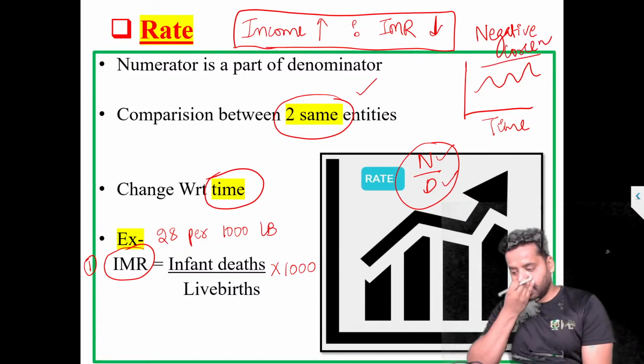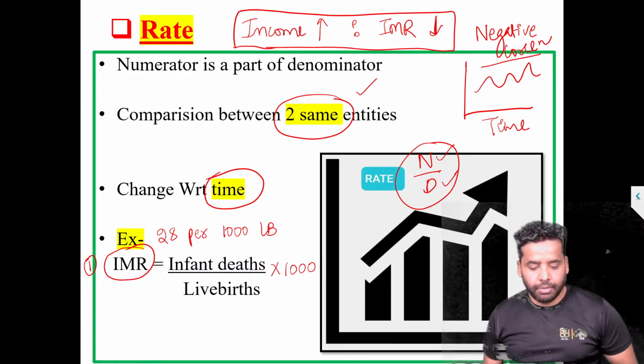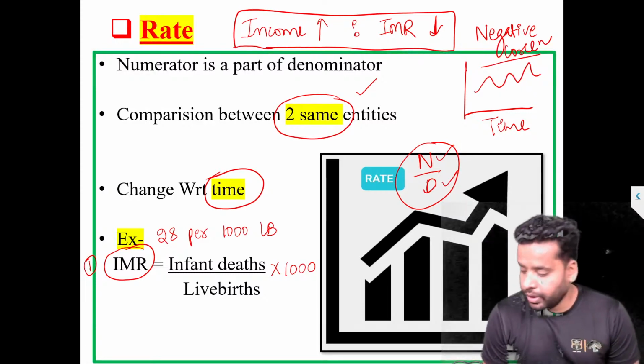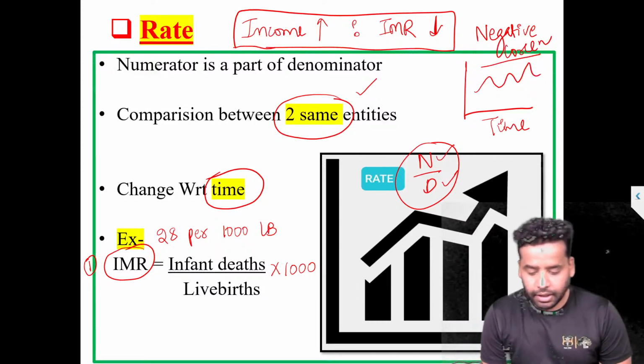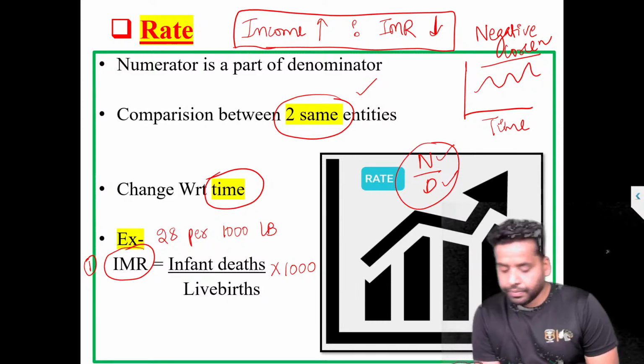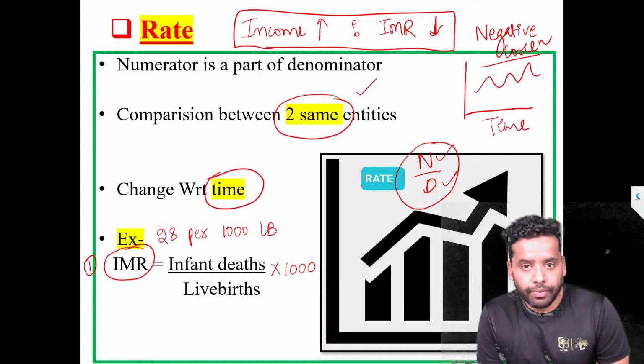Correlation, again, I'll be asking it in the statistics part. These are very basic points which I'm making you write. Give me two examples for variables which can show negative correlation. Means one is increasing, the other will decrease. Answer is income and infant mortality rate.